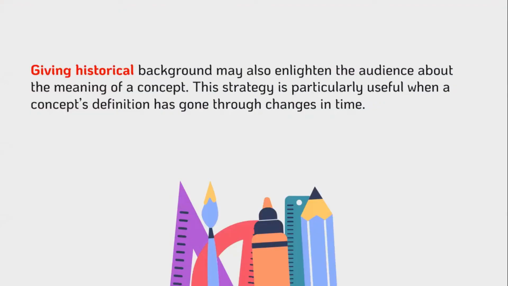So next is the historical background. Giving historical background may also enlighten the audience about the meaning of a concept. This strategy is particularly useful when a concept's definition has gone through changes in time. So you can also explore the historical context of the topic you want to discuss. We can actually understand better if we have good historical background of the topic. Some of the things that are happening in the present can be explained better if we have a good grasp of the past that shaped the current events.